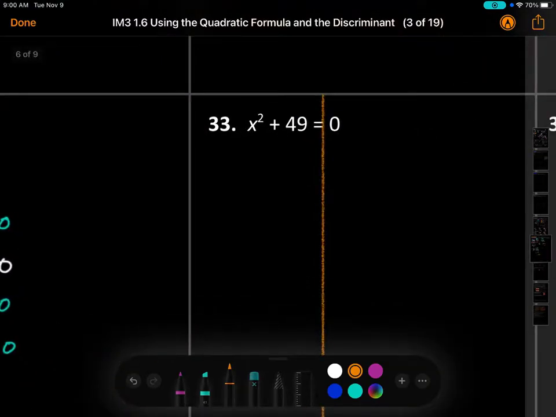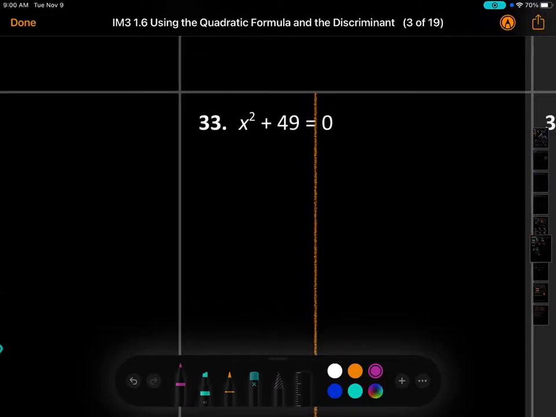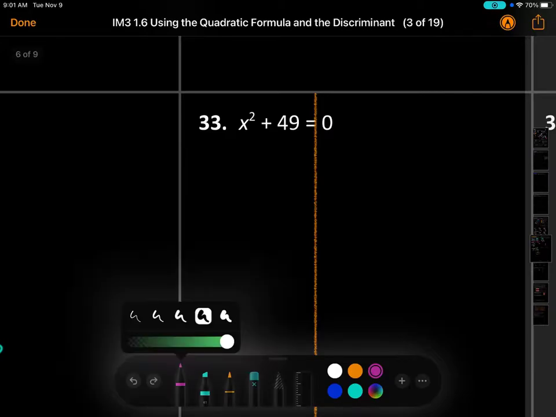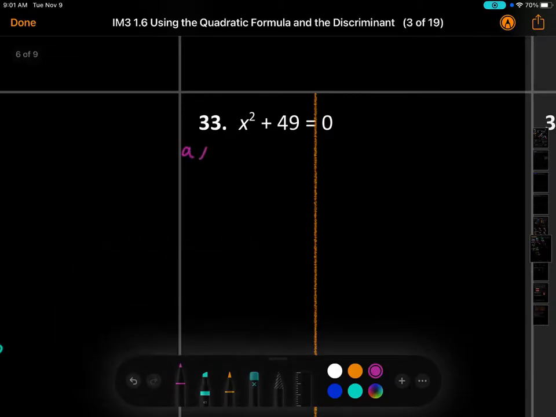All right, pay attention now. Something's missing. Do you know what's missing? Okay, let's just say you don't know what's missing. So, write standard form.